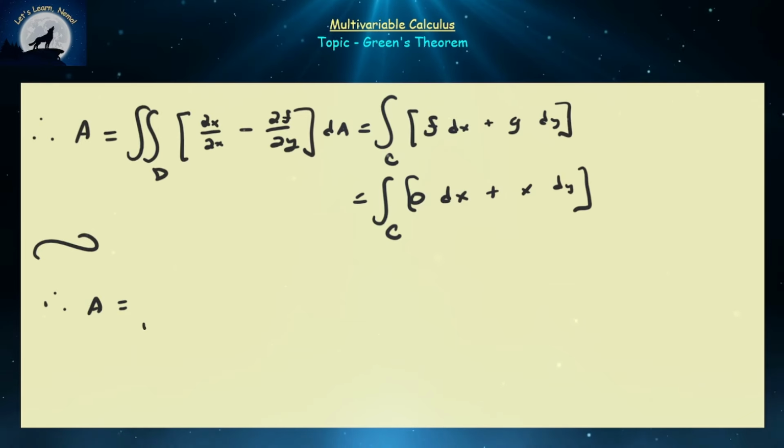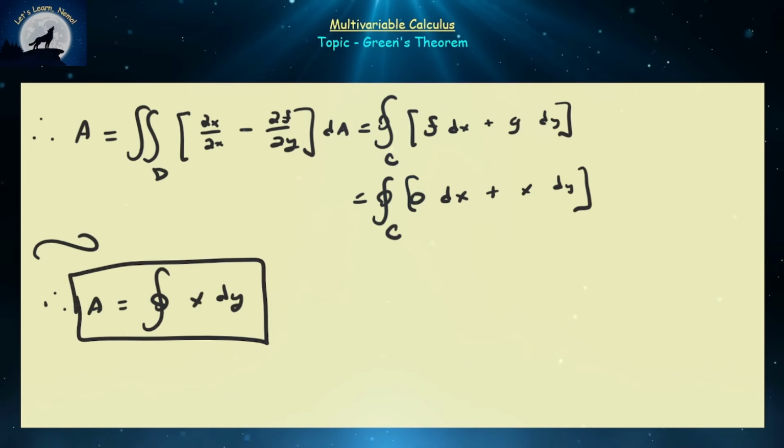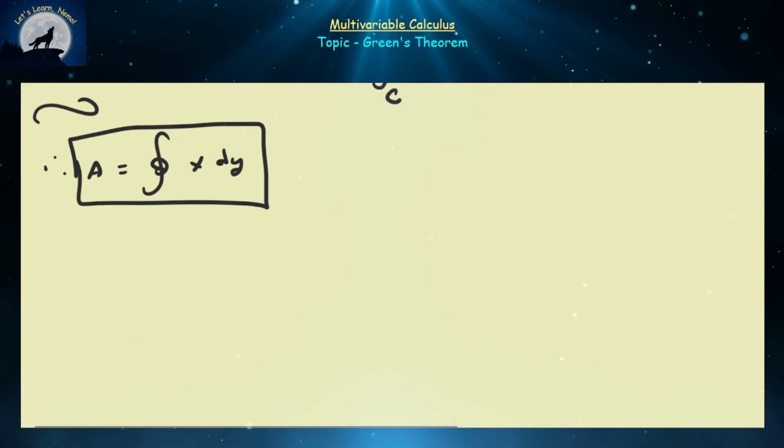And this simplifies to a very, very basic integral. A can be found by doing a closed contour, because keep in mind this can be chosen to be a closed contour if you want, of x dy. Right, so this is another way of writing area. Very basic, very simple.